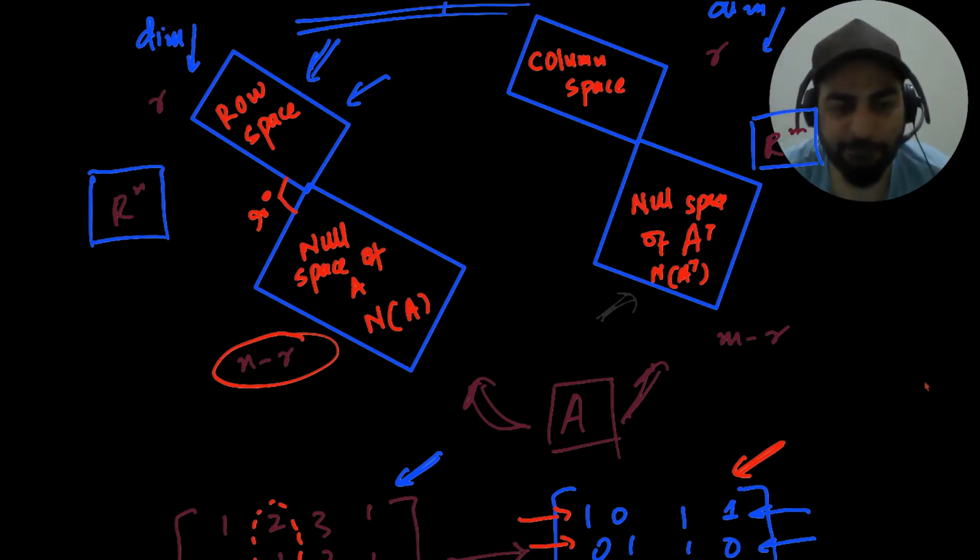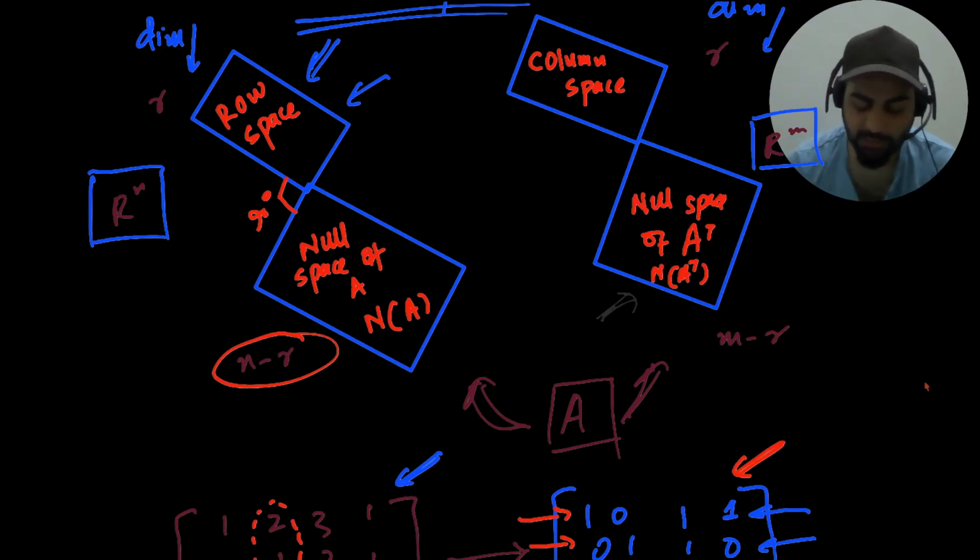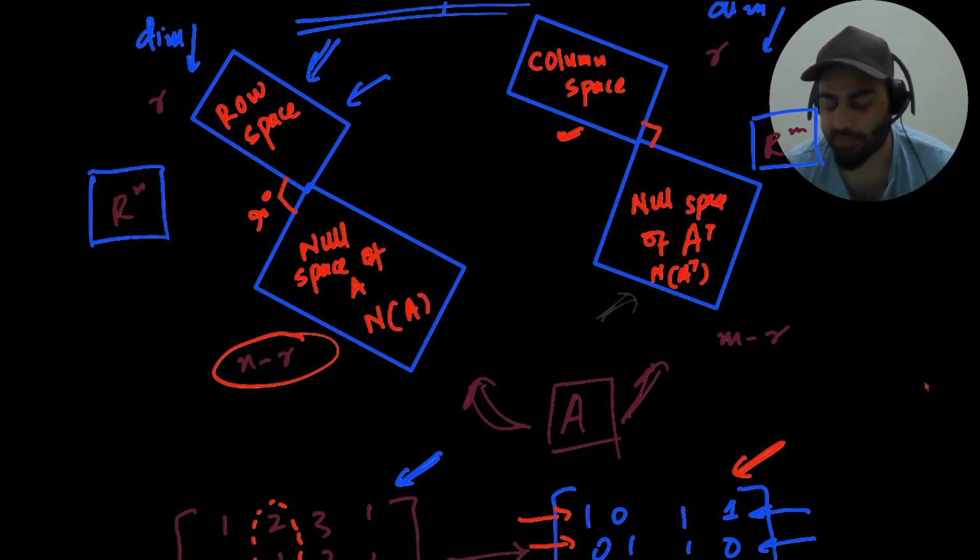Is it clear? Yes, sir. Okay, so this is clear. So a similar argument can be extended for the column space. The column space will also be orthogonal to the null space of A transpose, that is the left null space. So this will also be orthogonal to this.